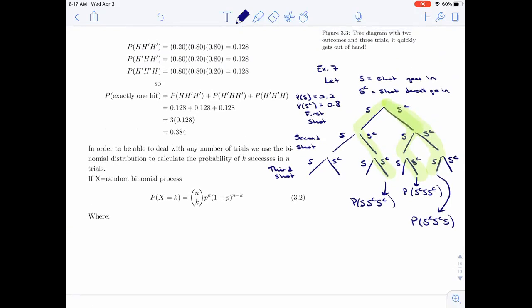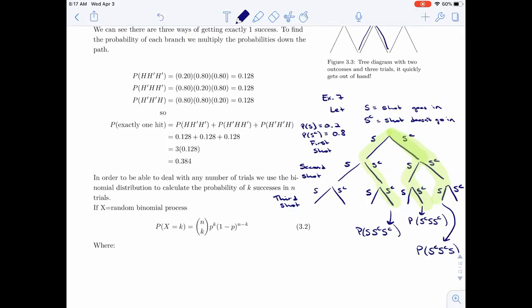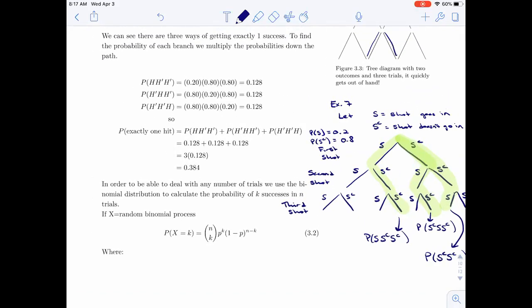Remember, to get the probabilities at the end of each branch, we multiply down. Right? So the probability of S was 0.2, probability of not S is 0.8, right? And so the probability of, I've got it over here, we've actually got the probability of S, not S, not S. Just to match the notes, I've got H instead, but it doesn't matter.